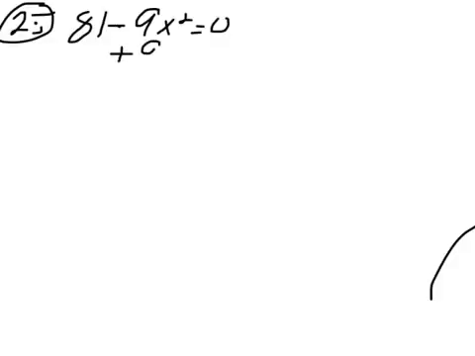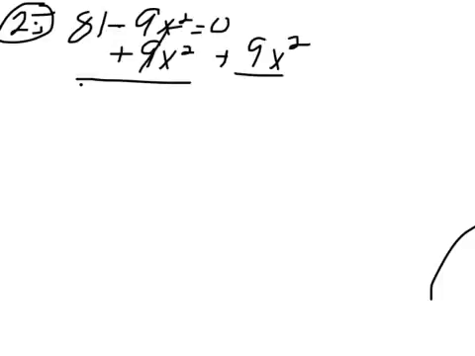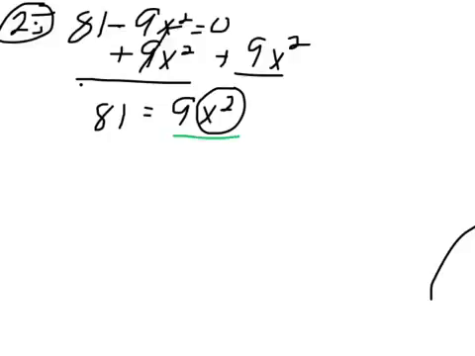Let's move the 9x squared over to the other side, because since I just need one term on each side, this actually would make everything positive on both sides. And I would have 81 equal 9x squared. Now I know that I've got an x squared here and I still want to get it by itself, so I'm going to divide both sides now by 9 to get that. Remember, we're always trying to get the variable by itself, aren't we?